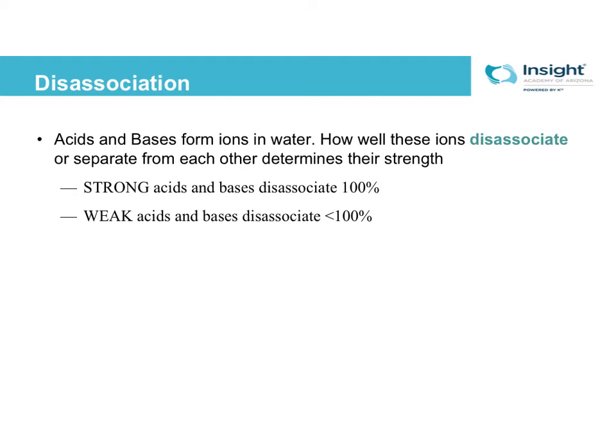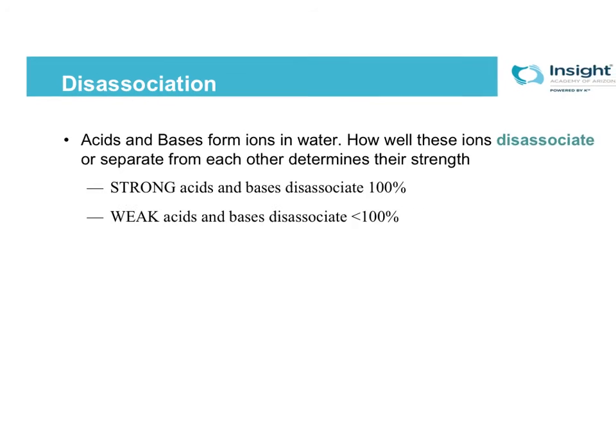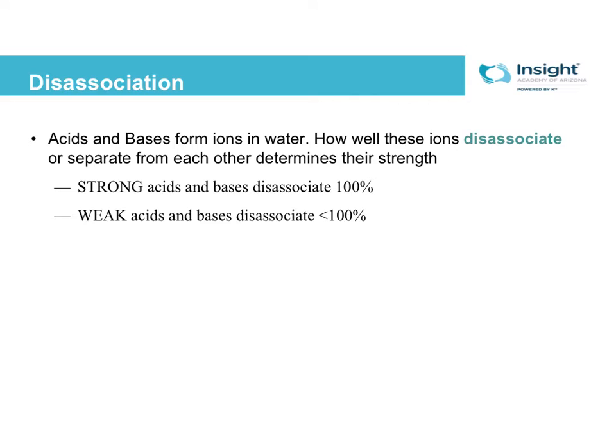All right, so acids and bases form ions, H plus and OH minus, when they are in water. We call that ion splitting dissociation. They don't want to associate with each other, so they separate. Strong acids and bases will dissociate completely, 100%. They will completely break up into H plus and the conjugate base, or OH minus and the conjugate acid. Weak acids and bases, however, don't dissociate completely, and how little they dissociate determines how weak they are.